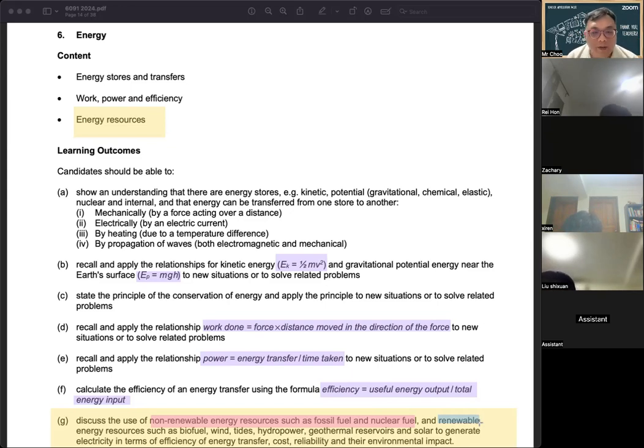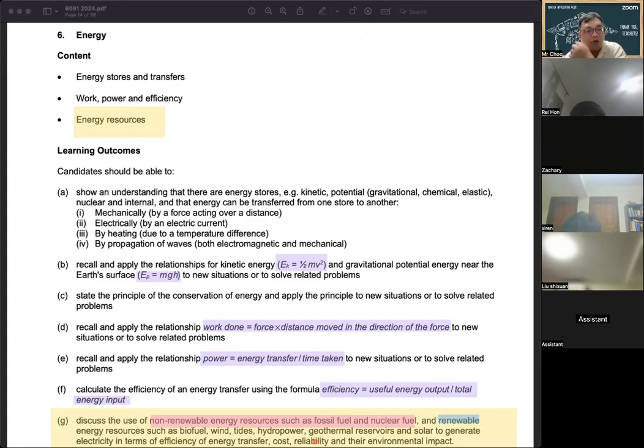Okay, so for energy, which energy should we use? If you are the government of Singapore or the government of a little island or little kingdom, what type of energy can we use? Can you see down here? There are so many types of energy. There's fossil fuel, nuclear fuel, biofuel, wind, tides, hydropower, geothermal, solar, etc. So you will need to actually compare how efficient the energy transfer is versus the cost versus the reliability.